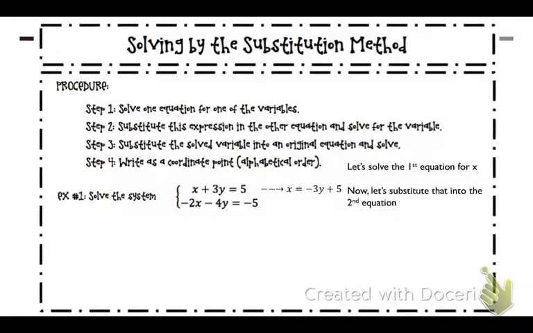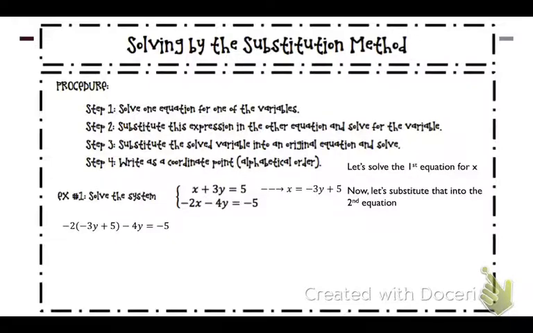Now I'm going to substitute that into the second equation. So we have x equals negative 3y plus 5. I'm just going to plug that in where the x is in the second equation. And I have to use the second equation. I can't plug it back into the first equation. Okay, so you get negative 2, parentheses, negative 3y plus 5, minus 4y equals negative 5.